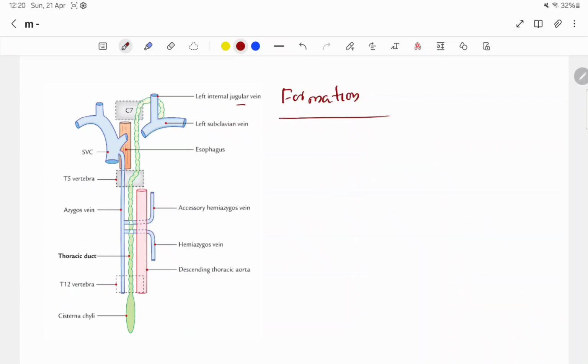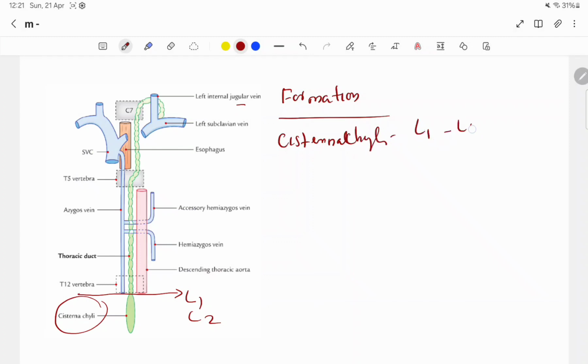Now let us see the formation of this thoracic duct. I already mentioned that the thoracic duct begins in the abdominal cavity at the level of the lower border of T12, that is opposite to the L1 and L2 vertebrae. Here we have the diaphragm. It enters the thoracic cavity through the aortic opening of the diaphragm. First point to write is the cisterna chyli, opposite to L1 and L2.